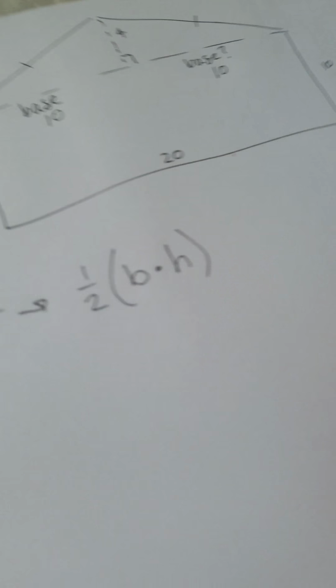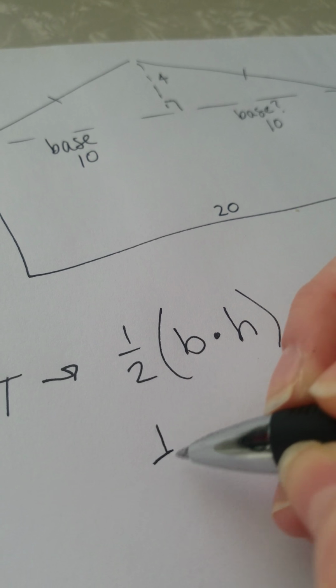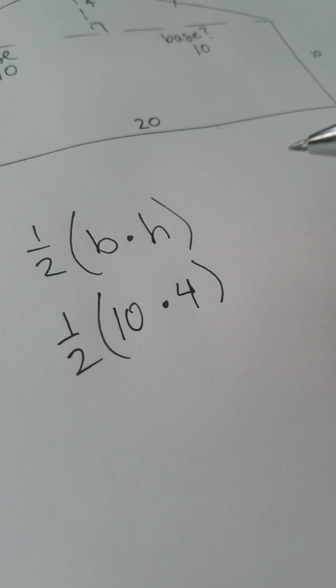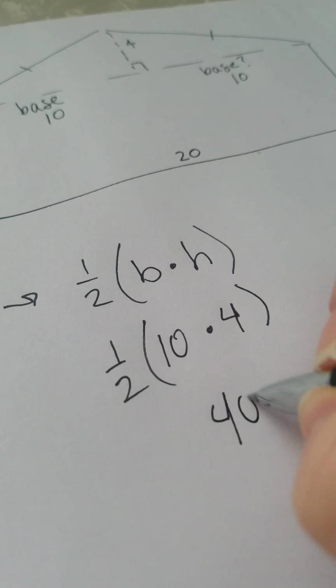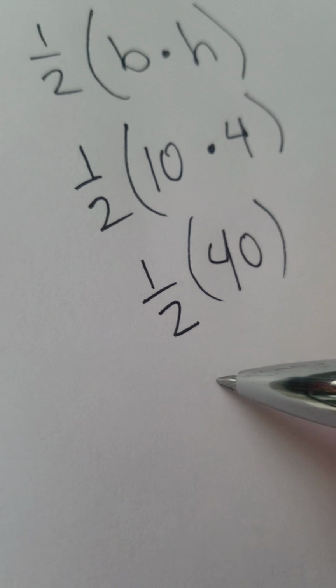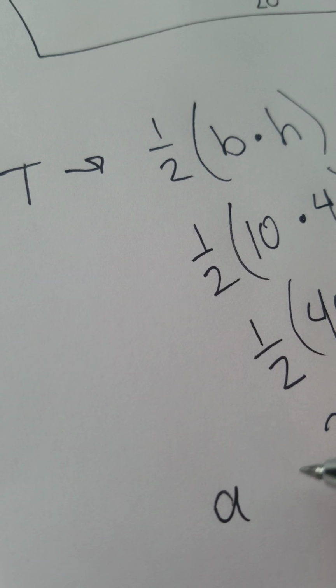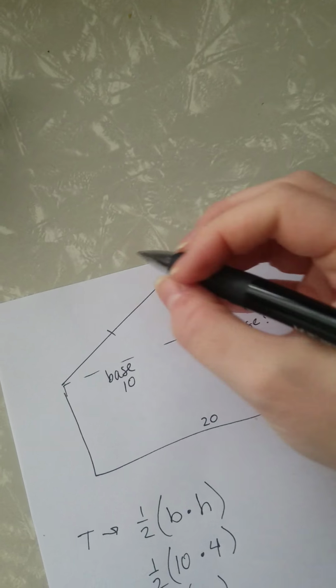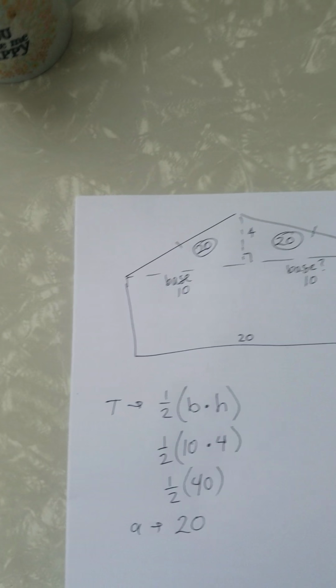Now I just plug it in. We said the base, here I'm going to rewrite it, the base was 10, the height was 4. Okay, keep solving, 10 times 4 is 40. So now all I'm trying to figure out is, well, what is half of 40? That means the area of this triangle must be 20. So if this triangle is 20, that means that this equivalent triangle is also 20.